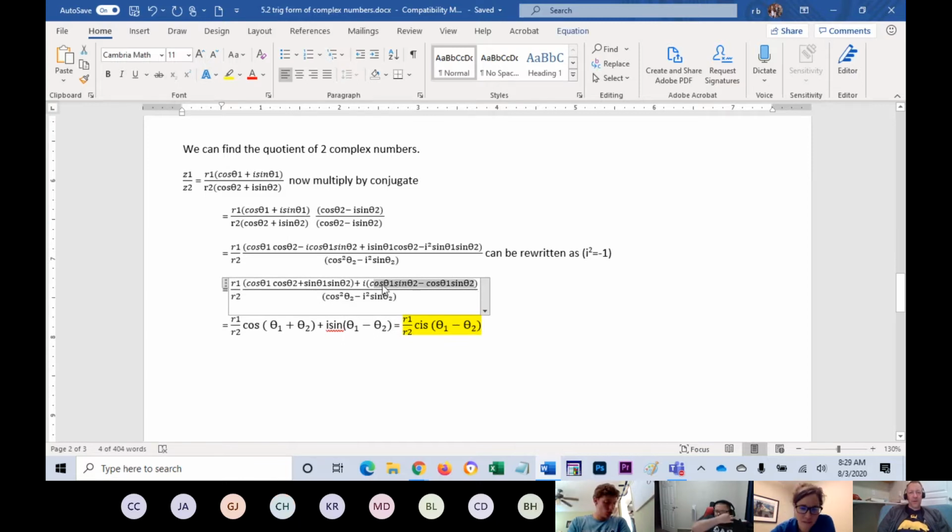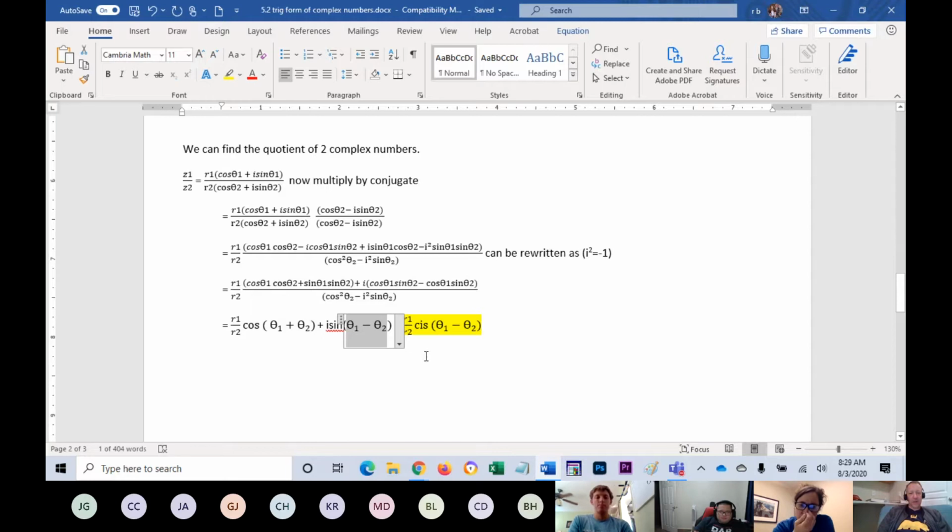So we've got this one, cosine theta 1 minus sine theta 2. Sorry, okay, you're right. I messed up. Yeah, so this is going to turn into here. So I've got cosine theta 1 plus theta 2 plus I sine theta 1 minus theta 2.